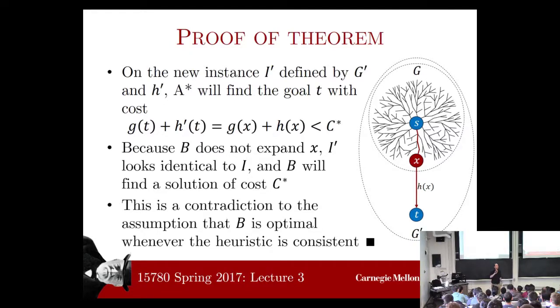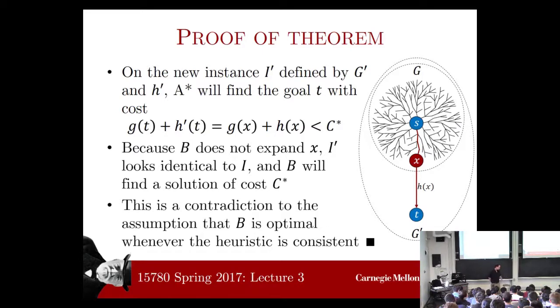So I'm just saying B is some algorithm that is optimal in every instance given a consistent heuristic. A star is such an algorithm, so this family is not empty. But what I'm saying is, maybe there are no other algorithms in this family, which is false. This is saying A star in this family does the least amount of work. Does that make sense? I just want to say there's no other more clever algorithm that would give me the same optimality guarantee but would work less.